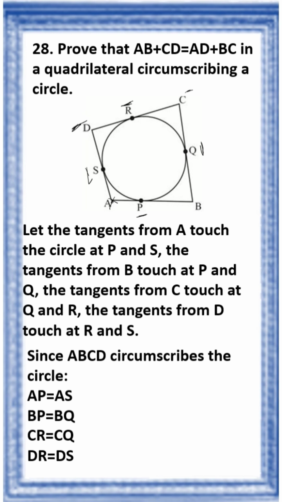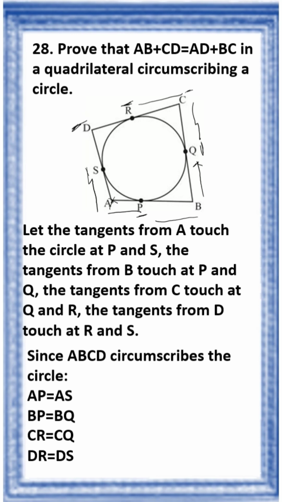Since ABCD circumscribes the circle, tangents from the external points are equal, isn't it? So AP is equal to AS. Similarly, BP is equal to BQ. Similarly, CR is equal to CQ.